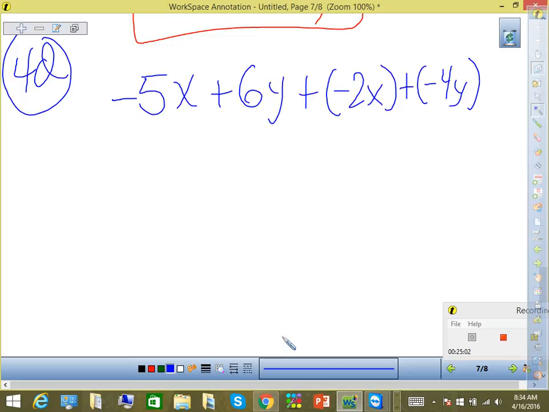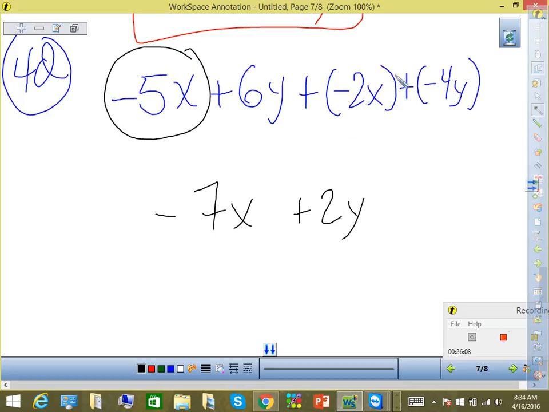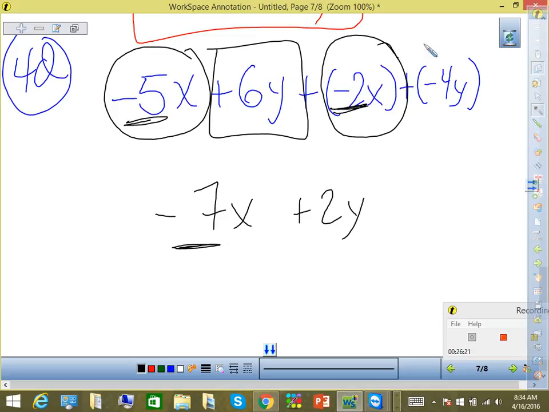All right. Let's see. Kayla with a Q. What'd you get? I can't hear. Negative 7x plus 2y. Hands if you got that. That is correct. Here it goes. We have x here and x here. What is the coefficient? Negative 2 and negative 5. That's negative 7. We got 6y and negative 4y. So we focus on the coefficients. What is 6 minus 4? 2. And that's how we get that.